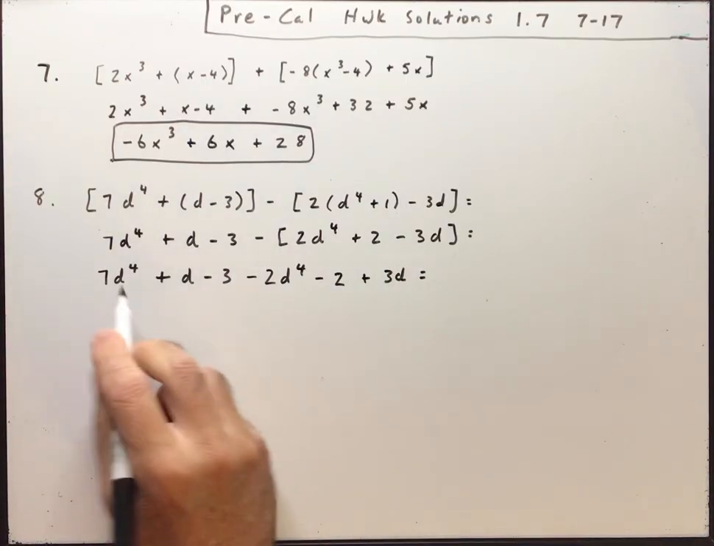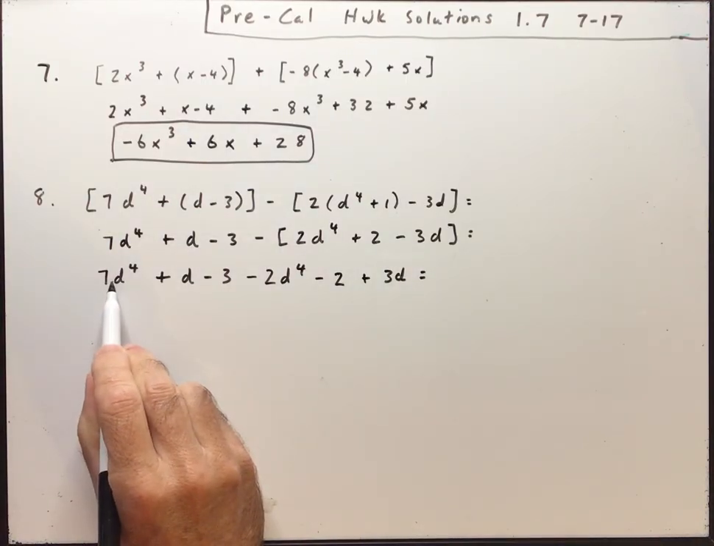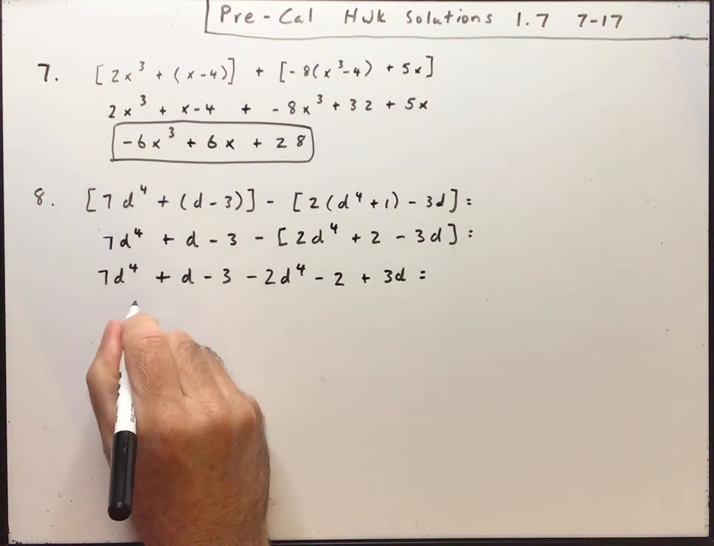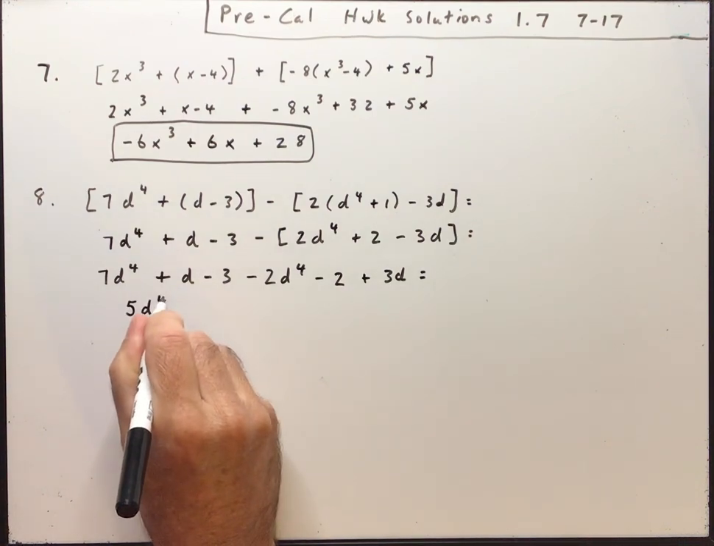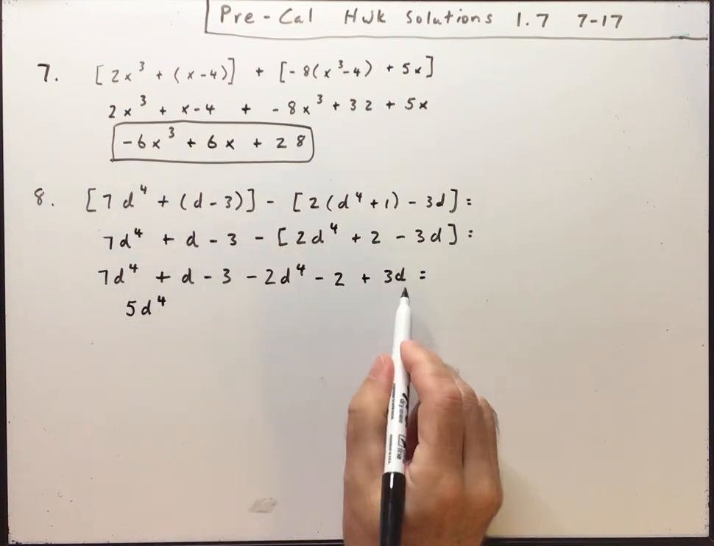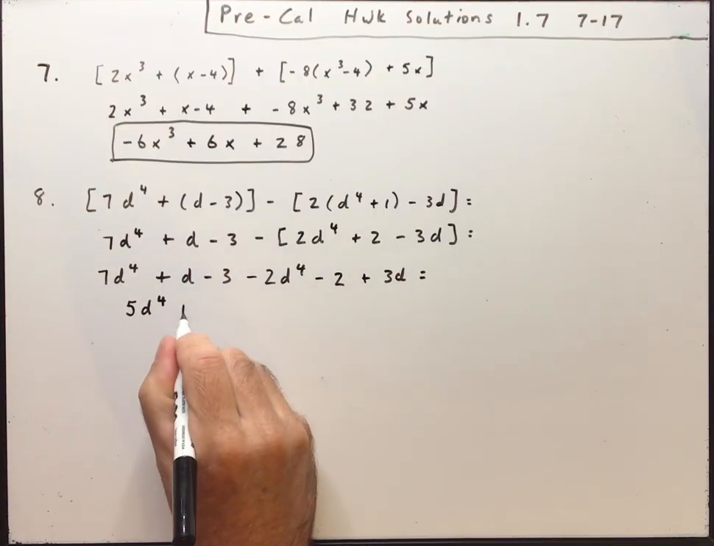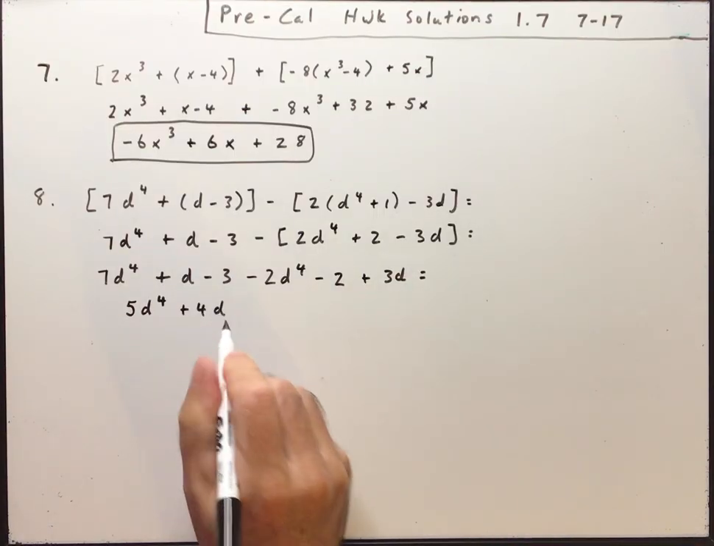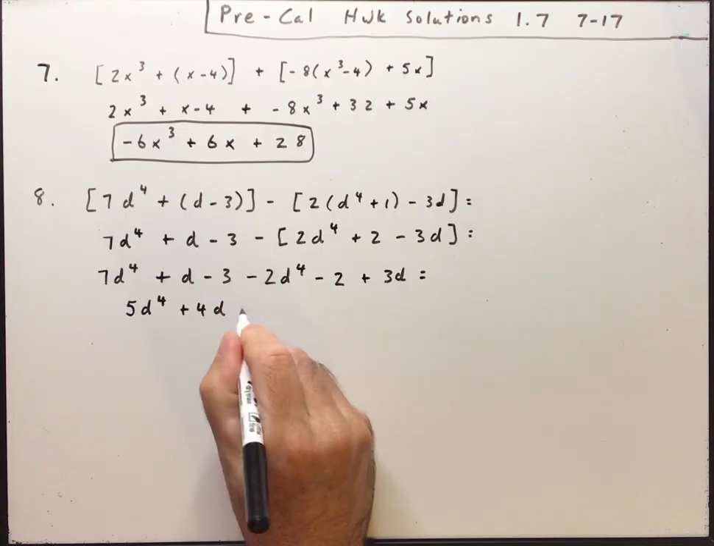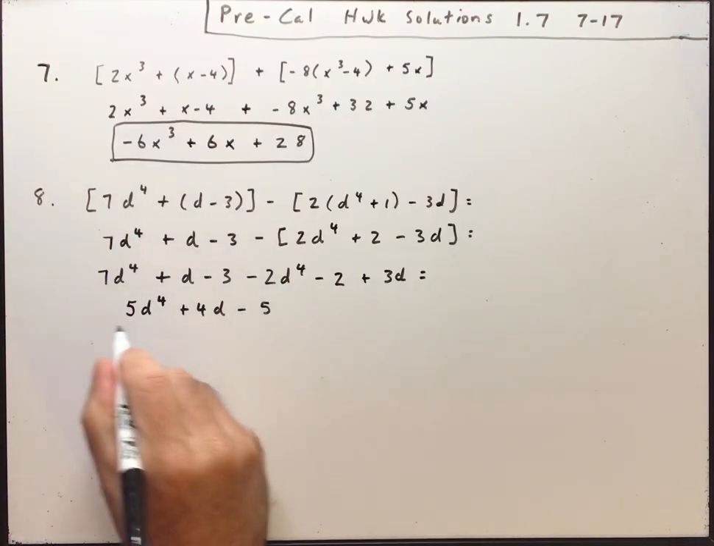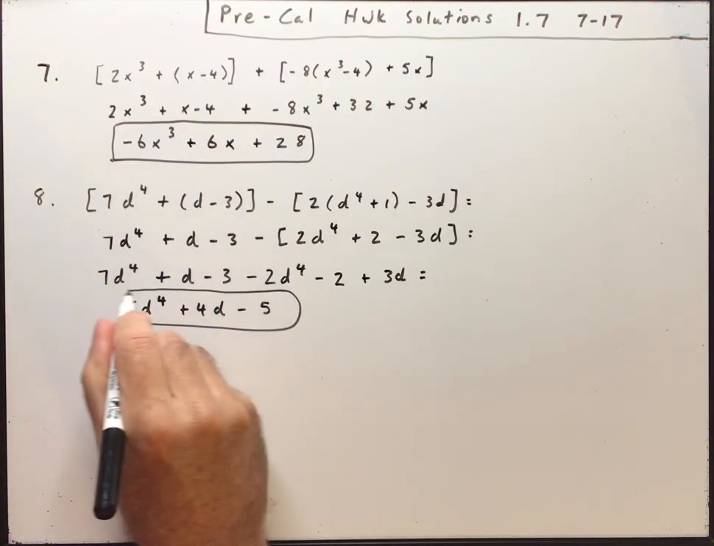And then we will combine like terms. 7d to the 4th minus 2d to the 4th would be 5d to the 4th. And then we've got a d and a 3d, so plus 4d. And minus 3 minus 2 would be minus 5. And there you go.